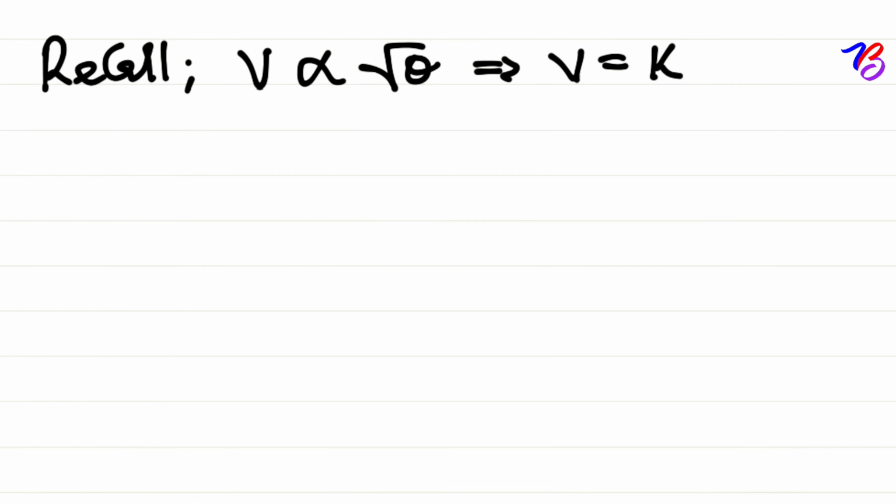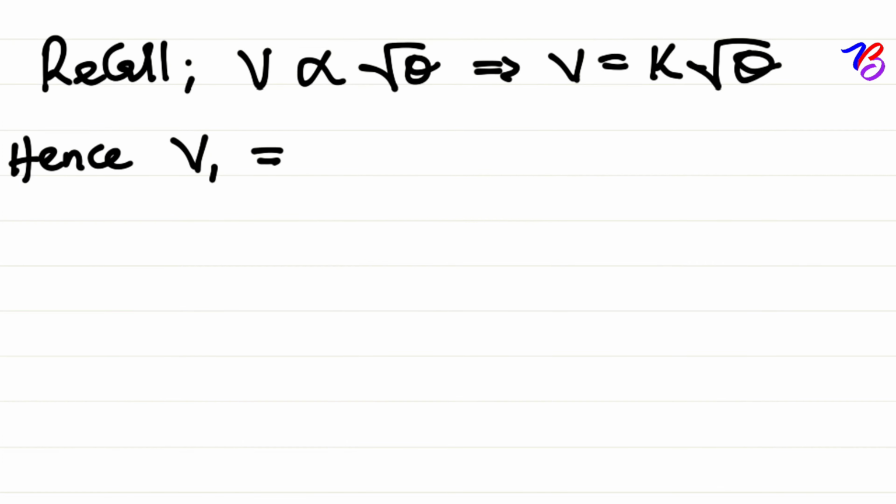Recall that velocity of sound in air and temperature are related. They are directly proportional to each other, but V is proportional to the square root of theta, which is temperature. Are we together? So by expansion, you know that V is equal to K square root of temperature. Is that clear? So we're going to ignore our constant K, so that V is equal to the square root of temperature. Hence, let's write our formula properly.